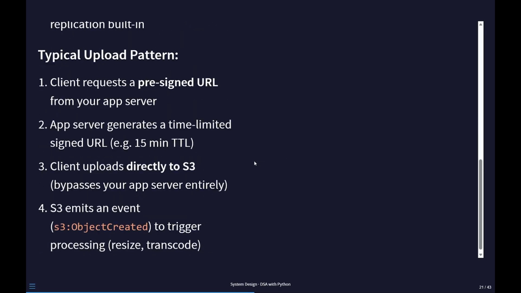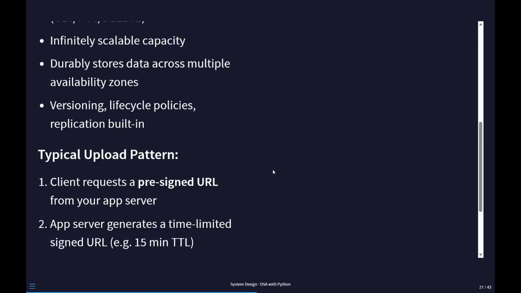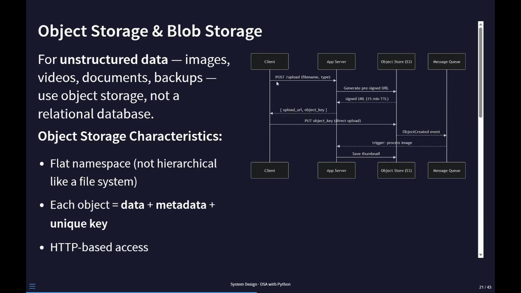Never route file uploads through your application servers. They become a bottleneck immediately. Here is the correct pattern. The client asks your application server for an upload URL. Your server asks S3 to generate a pre-signed URL, a time-limited URL that gives upload permission for a specific object key. Your server returns that pre-signed URL to the client.